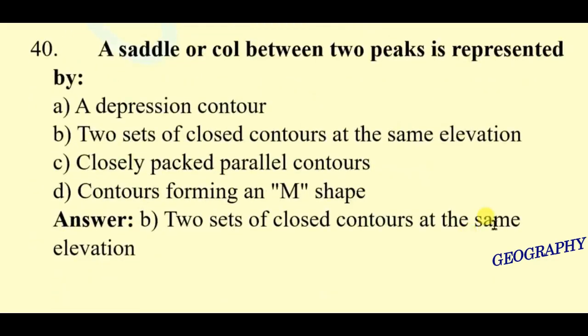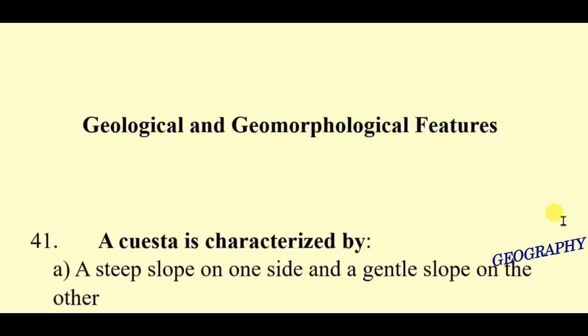A saddle or col between two peaks is represented by a depression contour, two sets of closed contours at the same elevation, closely packed parallel contours forming an M shape. Here the right answer will be two sets of closed contours at the same elevation.